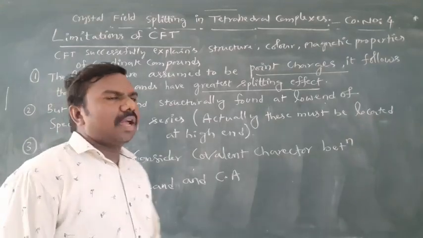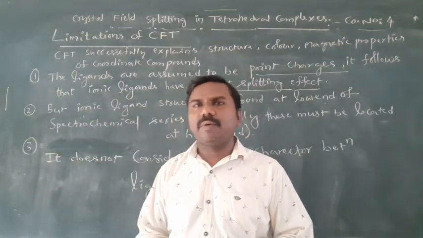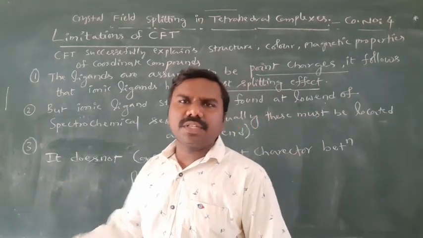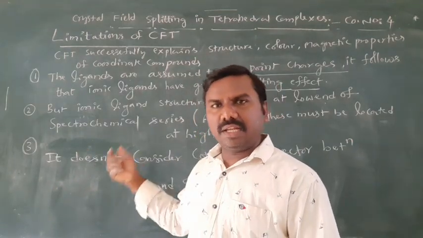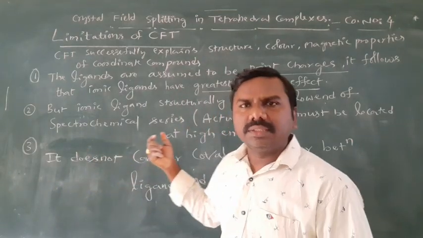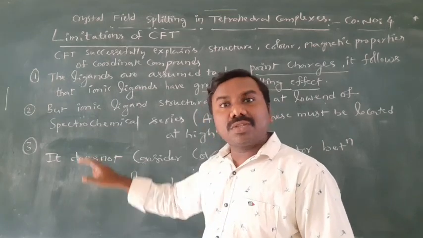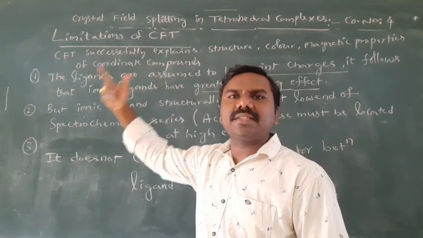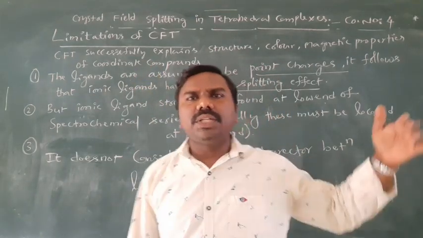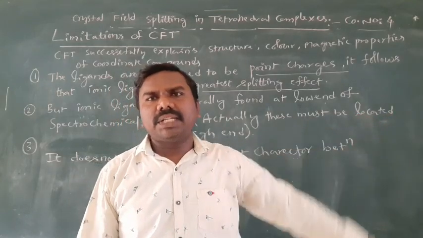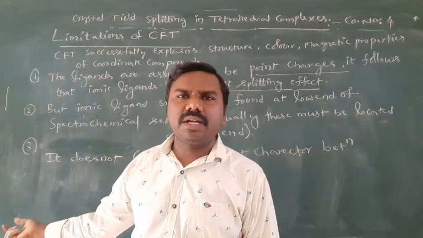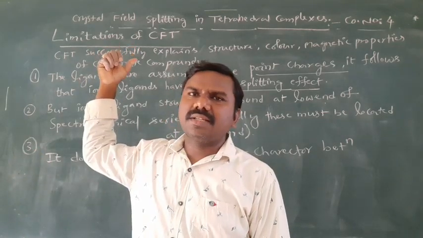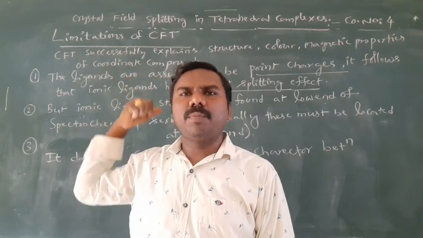But ionic ligands like fluorine, chlorine, bromine, iodine, F minus, Cl minus, Br minus, I minus, we have written at the low end of the spectrochemical series. I minus less than Br minus less than Cl minus less than F minus, like that. Less than means lowest splitting effect. But as per the assumption, it should be the highest splitting effect. It means you need to write on the right side, but as per the spectrochemical series we have written on the left side, meaning lowest splitting, but practically it is the highest or greatest splitting effect due to the point charges.